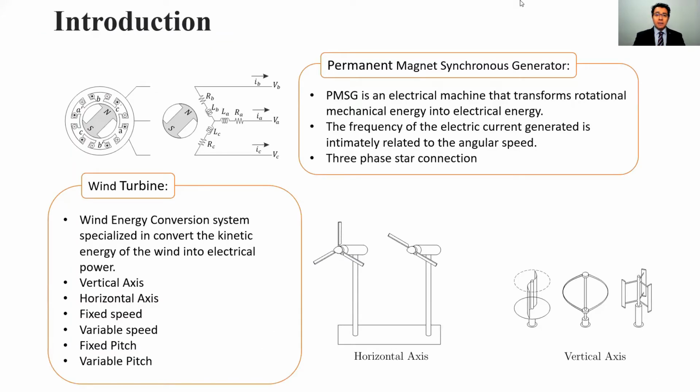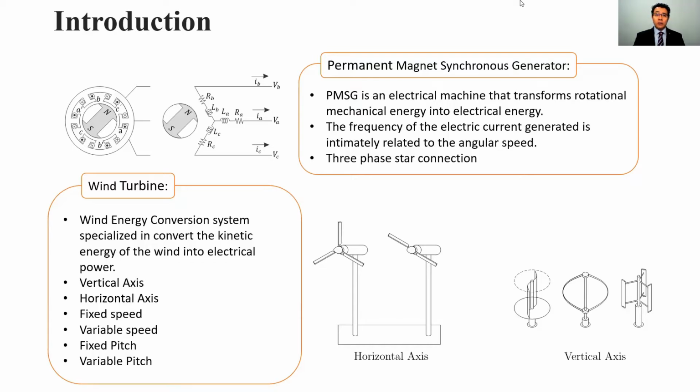Let's start by saying that a permanent magnet synchronous generator, or PMSG, is an electrical machine that transforms rotational mechanical energy into electrical energy. Besides a rotor composed of permanent magnets, a distinctive characteristic of the PMSG is the intimate relationship between the frequency of the electrical current generated and the angular rotor speed.